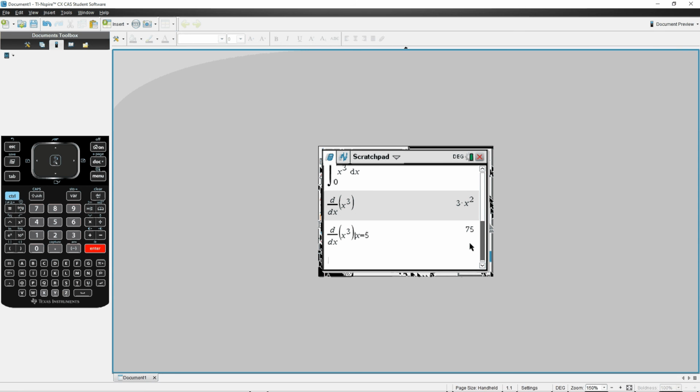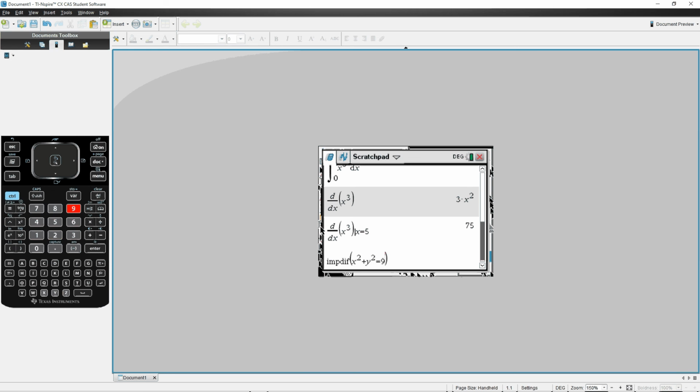And one last thing I want to cover is implicit differentiation. You can't actually use this d by dx function to find an implicit derivative. Your calculator actually has a built-in function called impdiff, and you'll notice that it's a built-in function of your calculator because it turns from italic text to normal text. So suppose we had some circle with radius 3 that's centered at the origin. Well, that's just going to be x squared plus y squared equals 9.